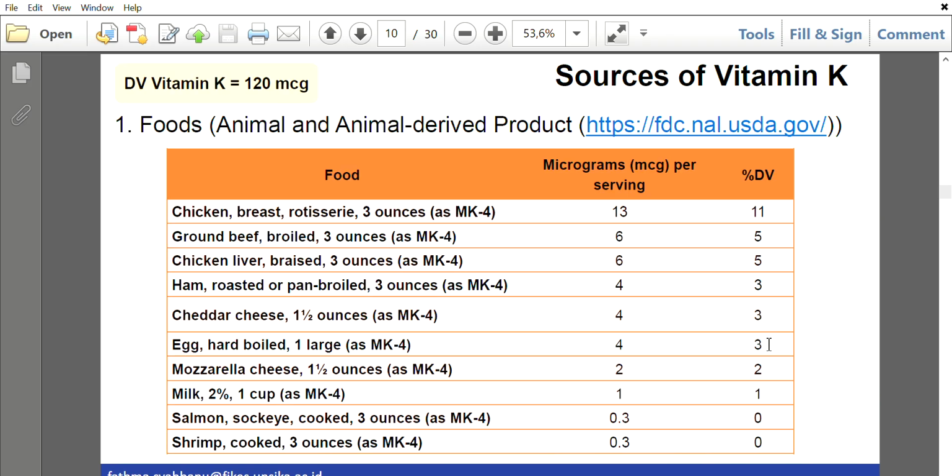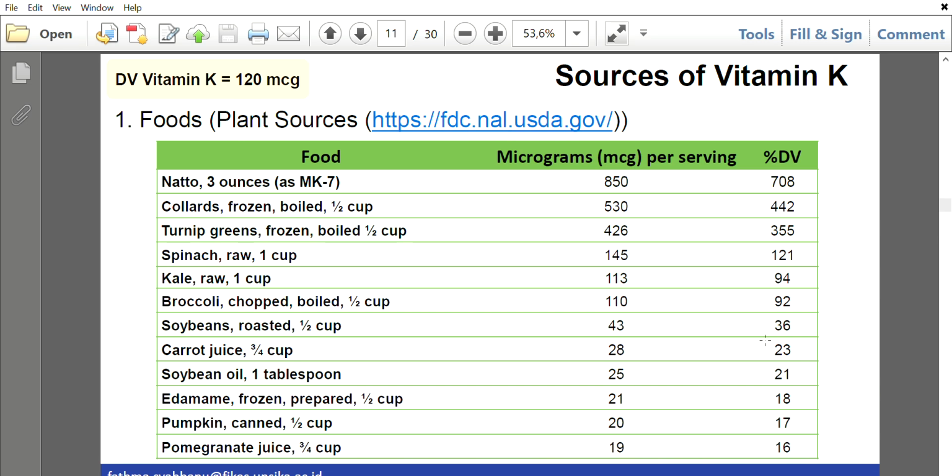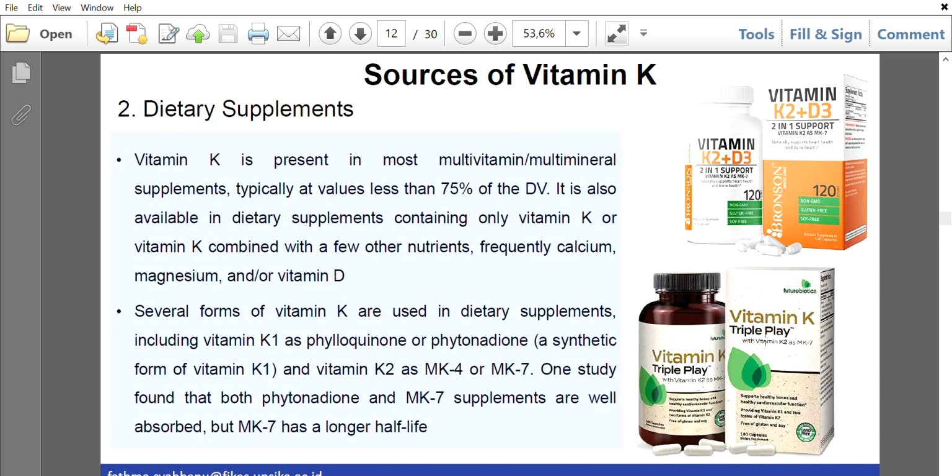And they are the examples of vitamin K-rich foods from animal and animal-derived products and its plant sources. The second one, dietary supplements.